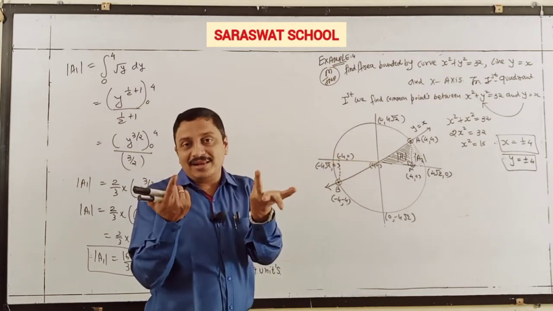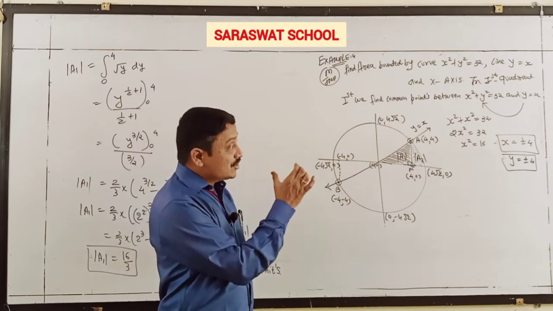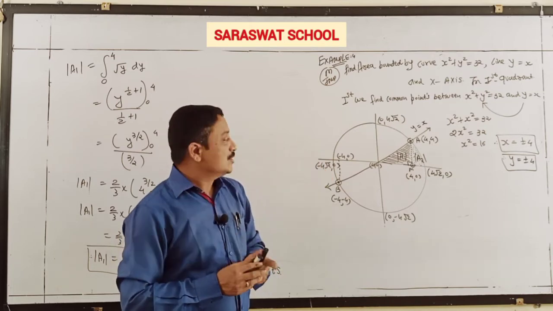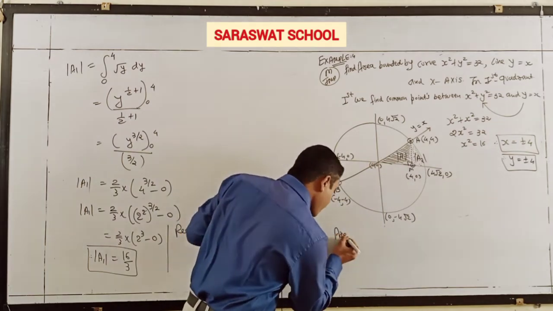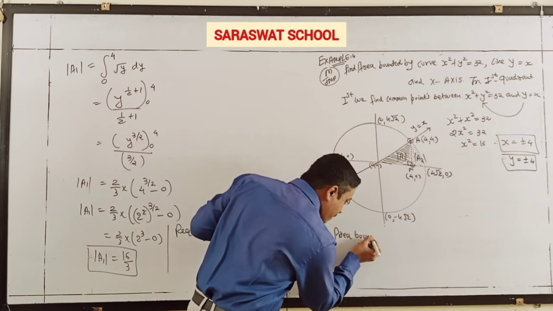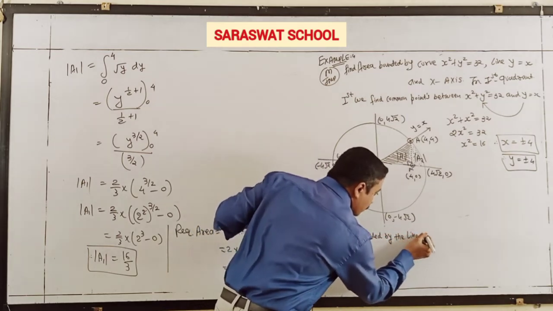Yes, also take double, then get the answer. Here I define two areas bounded between our first curve and the second, A1 and A2. So I start with A1: the area bounded by the line y is equal to x.